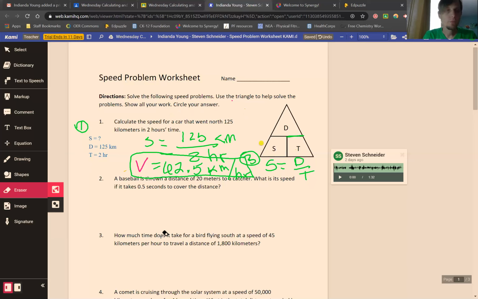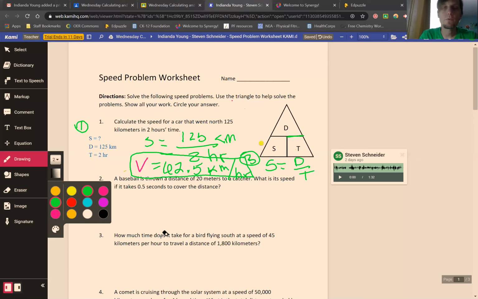Just in case, let me show you one more thing on this video. Just in case, let's say you're solving for time. Let's say you knew the speed and you knew the distance, but you did not know the time. Well, the formula would be T equals D over S. So to solve for time, you put the distance over the speed and do division just like we said.